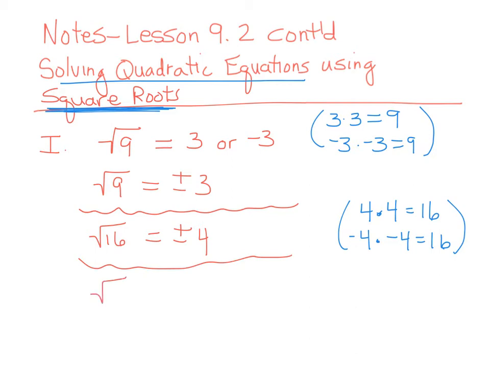Alright, what about the square root of 25? What's the square root of 25? The square root of 25 could either equal positive or negative 5, so plus or minus 5. Okay? Alright, let's continue.